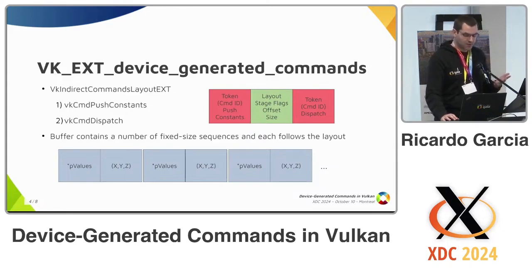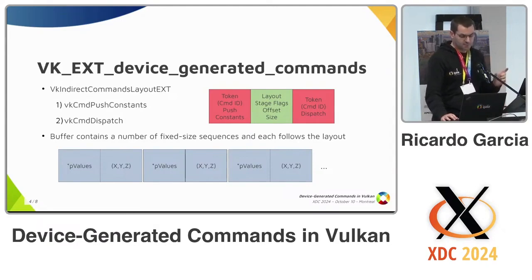So what we do is create something called the indirect commands layout. And this is the main concept. The layout is like a template for a short sequence of commands. We create this layout using the tokens and the metadata that we saw in red and green in the previous slide. We specify this layout in advance, and in the buffer, we only store the actual data for each command.